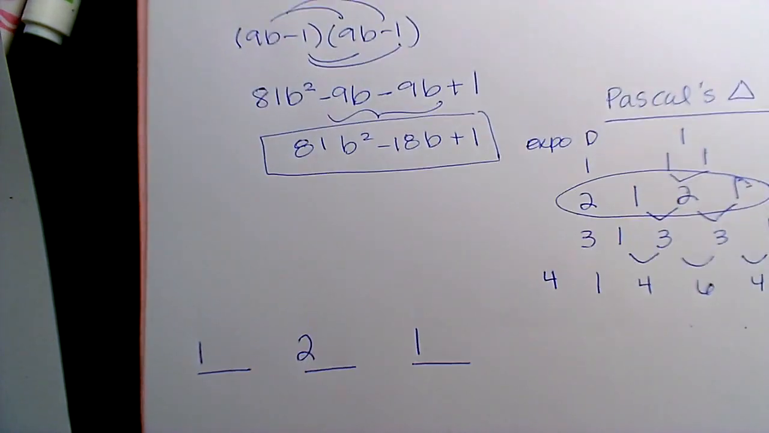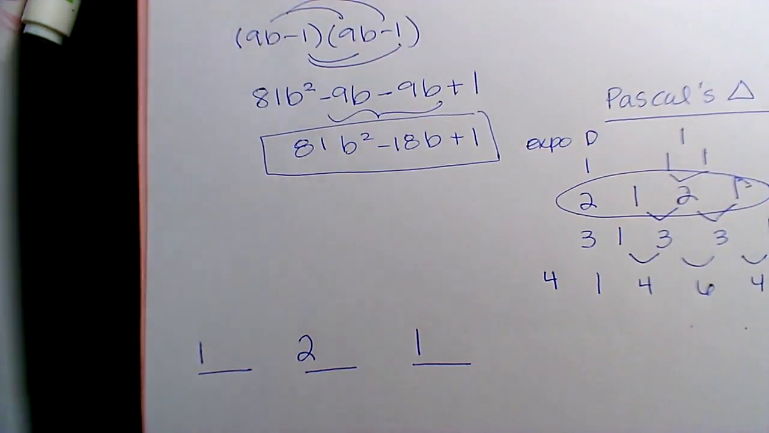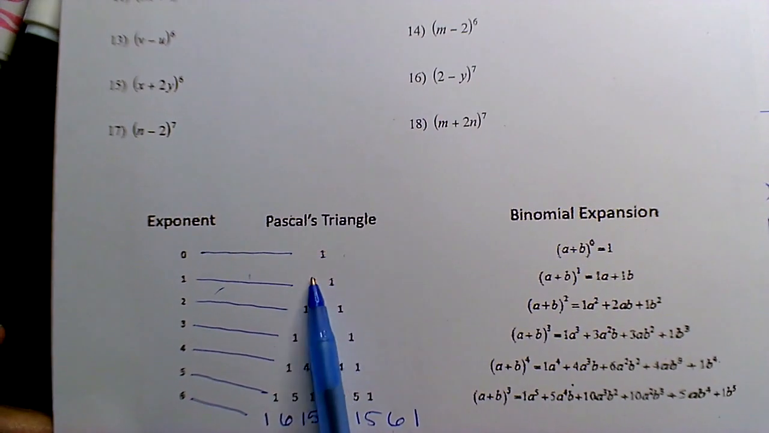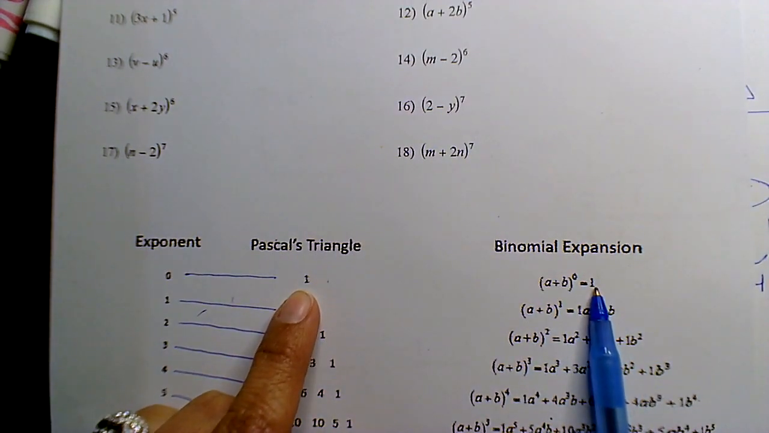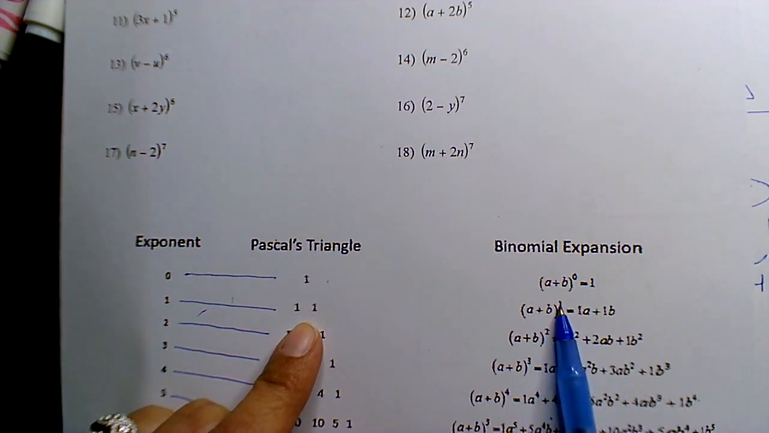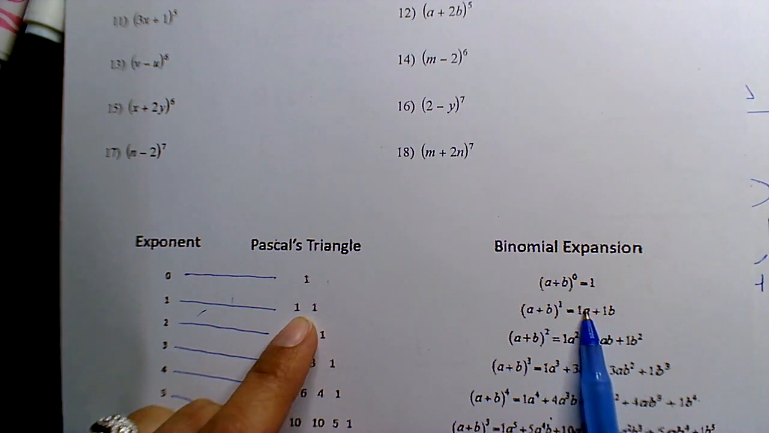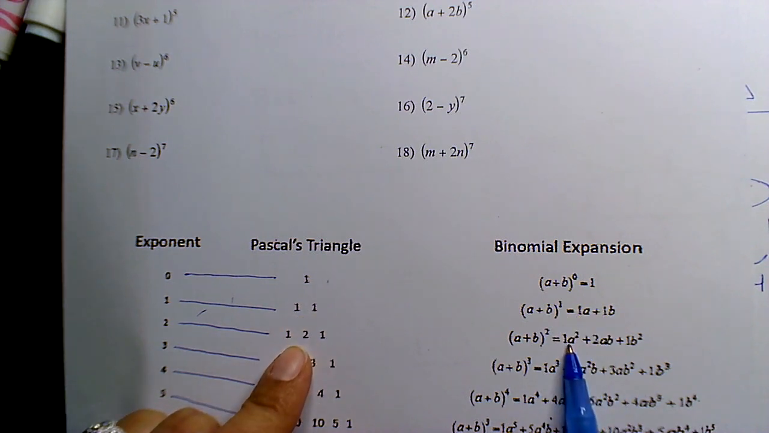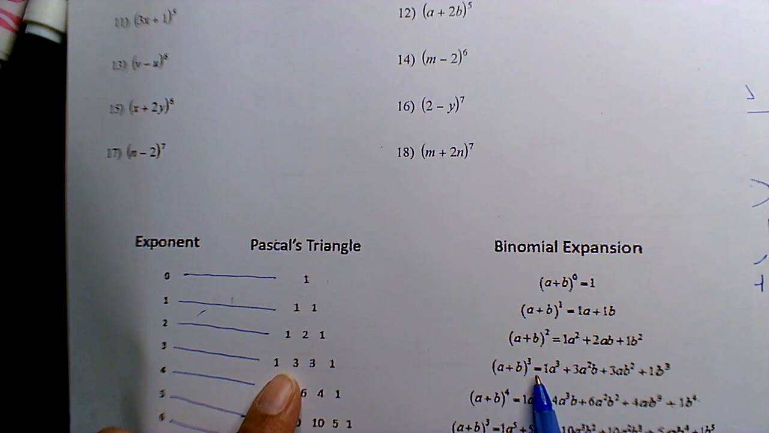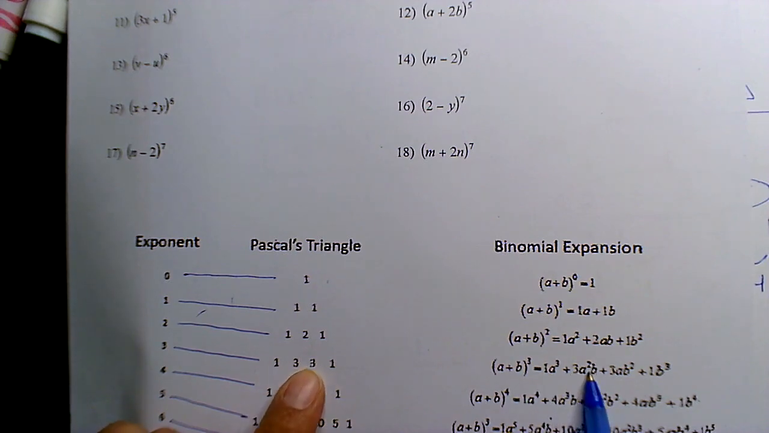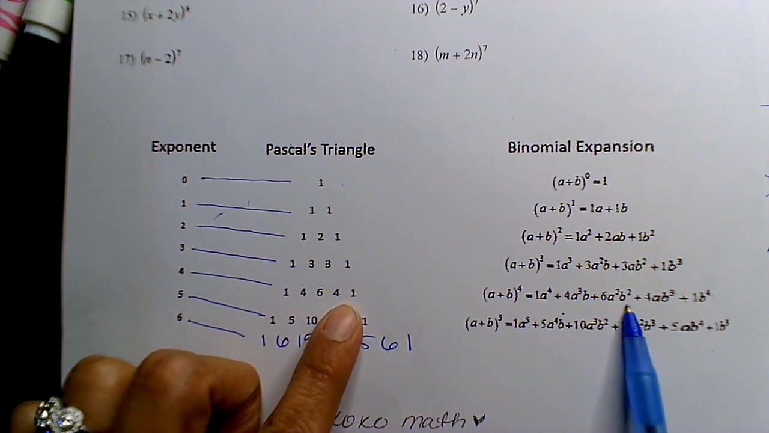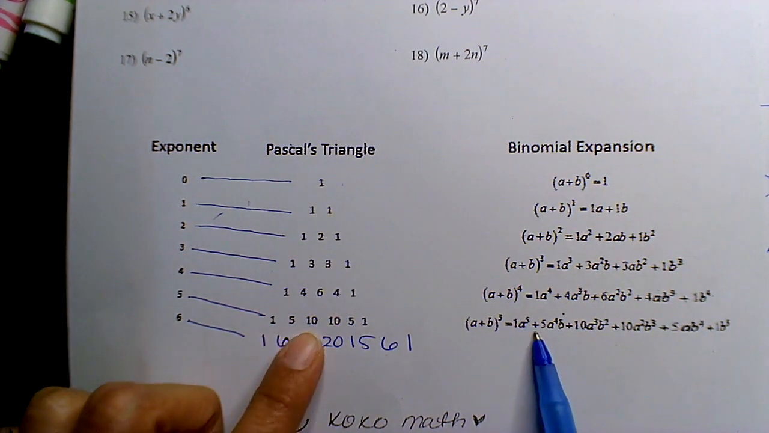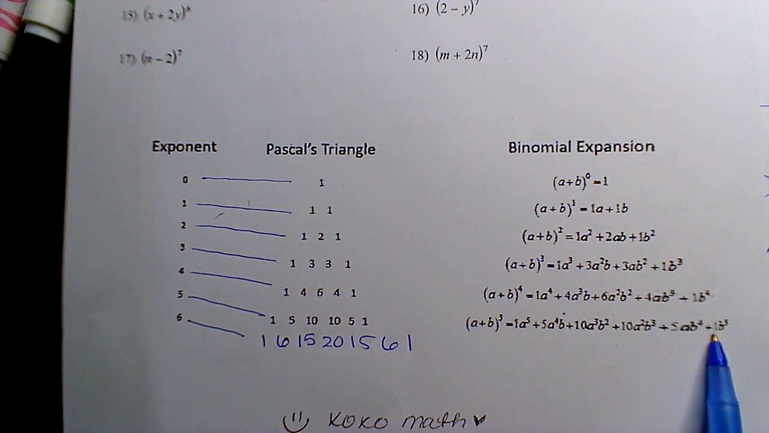1, 2, 1. Now, where does the rest come in? Binomial expansion. These are your coefficients. There's my 1 term, a monomial. A binomial to the first power is 2 terms, there's your 1 and 1. Then 1, 2, 1. Then 1, 3, 3, 1. Those are your coefficients. 1, 4, 6, 4, 1, and 1, 5, 10, 10, 5, 1.